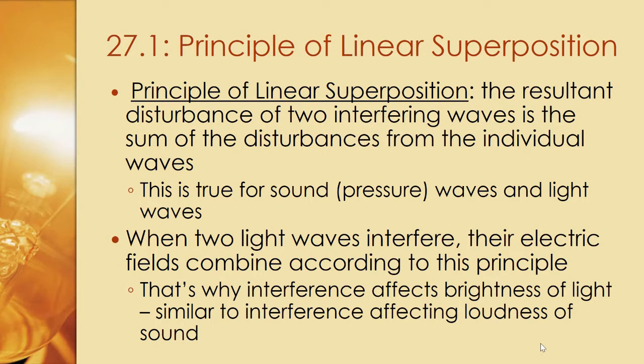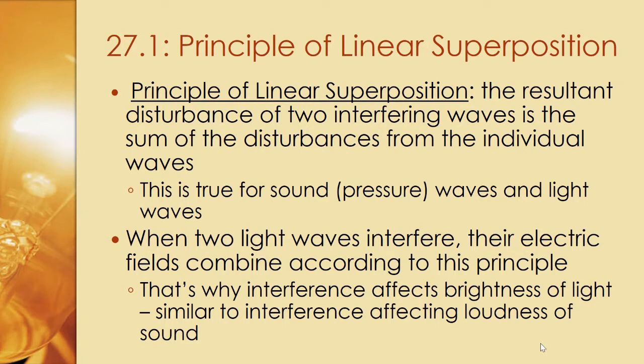So this is true for sound or pressure waves. It's also true for light waves. When two light waves interfere, it is their electric fields that are combining according to this principle of linear superposition. If we have sound waves that are interfering, we will hear a difference in the loudness of the sound. So beats, for example, if you remember that from AP Physics 1, if you have sound waves that are slightly different frequencies, you can hear that loudness changing with its own frequency. For light, obviously, if light is interfering, we're not going to hear anything, but we will see differences.